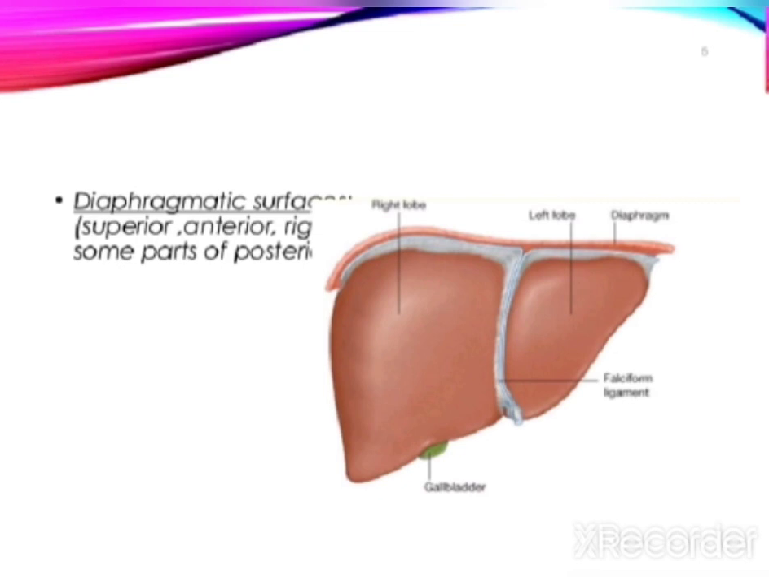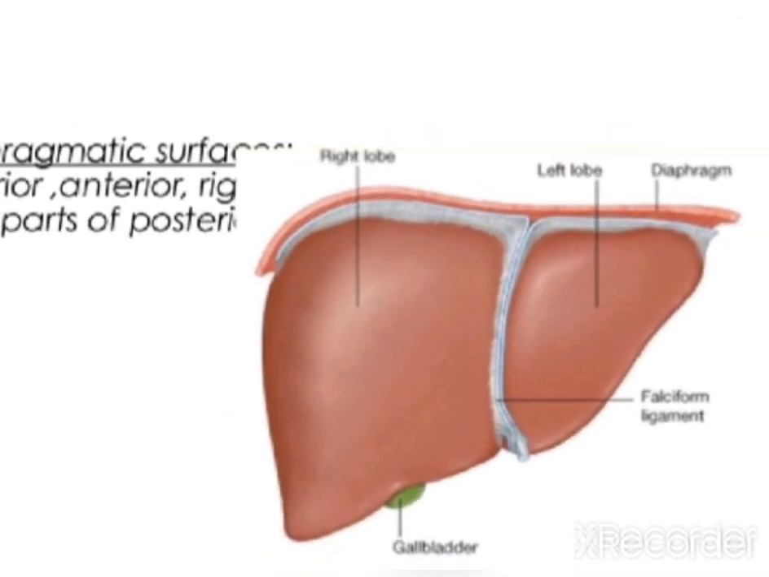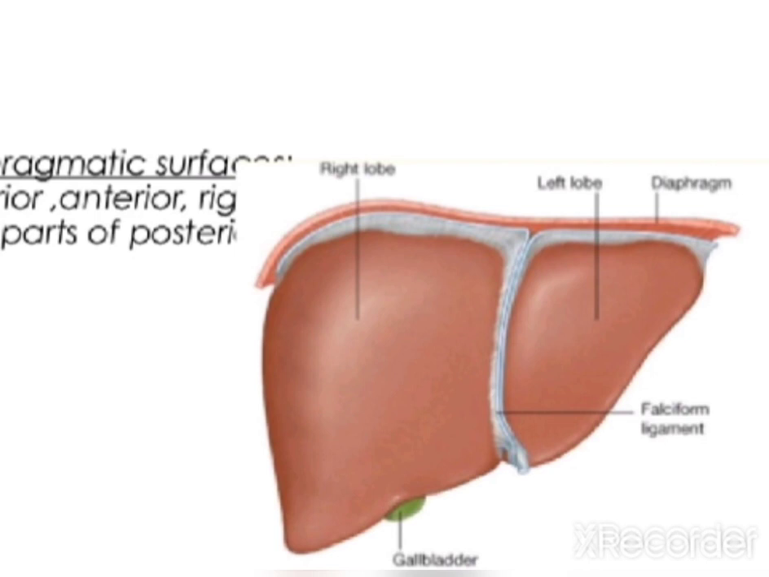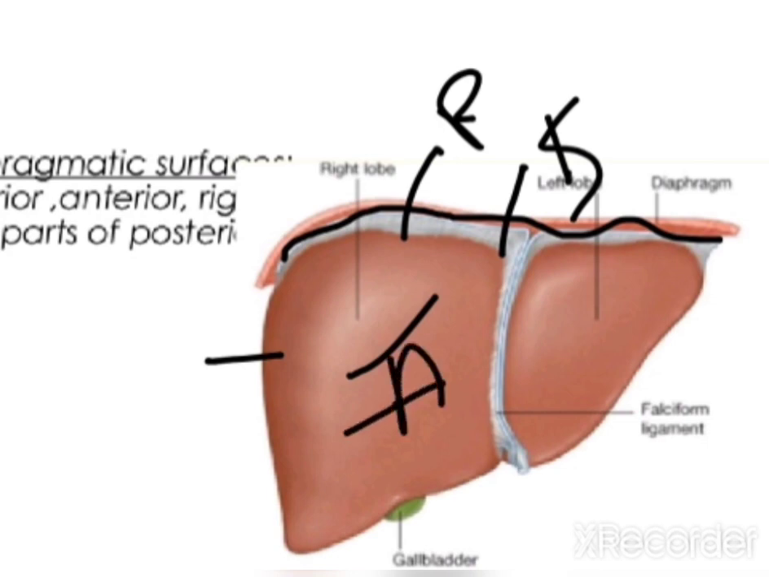As you can see in the picture, the same is written. This is the diaphragmatic surface. It is the superior also, anterior also, right also, and some part of the posterior also. It is a combination of all these surfaces.